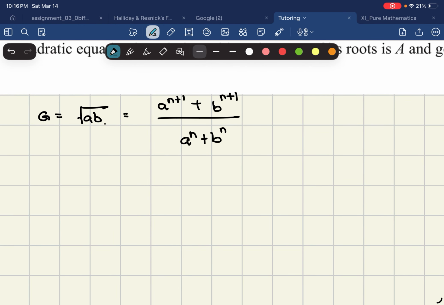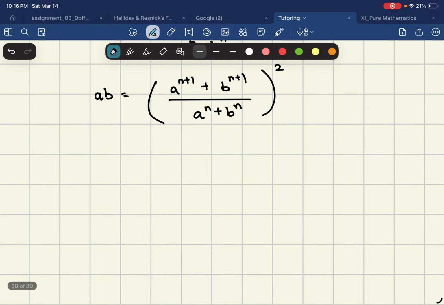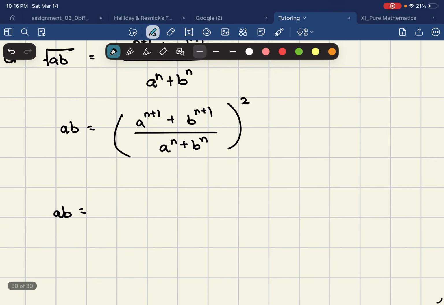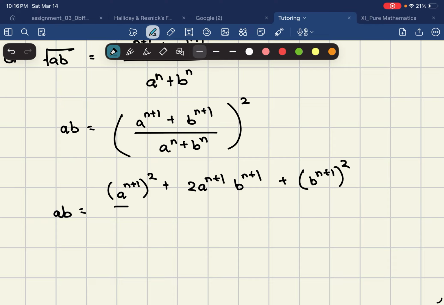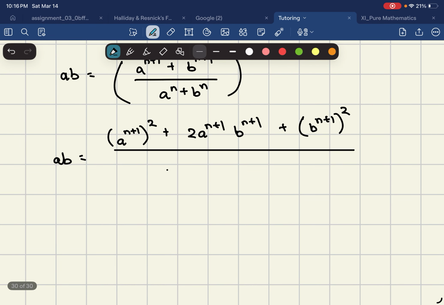So if I square both sides, I get ab should be equal to this whole thing squared. And I'm going to square everything. So I know it looks a bit hectic, but if I square the numerator, I get a to the power n plus 1 squared plus 2a to the power n plus 1 b to the power n plus 1. And this is just using binomial expansion that we did previously in this chapter. And if I square the denominator, I get a to the power n squared plus 2a to the power n b to the power n plus b to the power n squared.